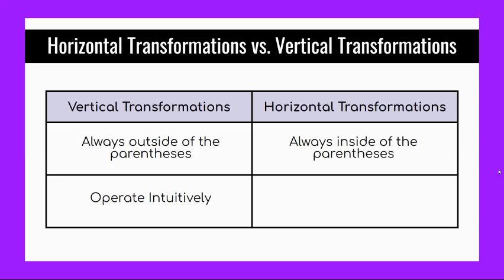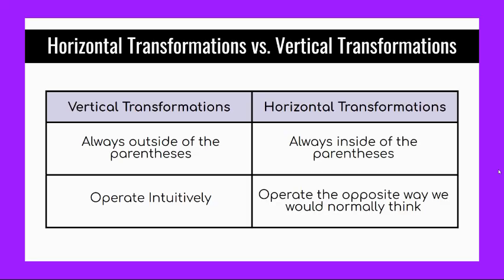Vertical transformations operate intuitively, meaning you're thinking in the normal mindset. We talked about that with the vertical translation. Normally, when I add 3 vertically, I move up 3, and that's exactly what I did. But when I talk about a horizontal transformation, they operate typically the opposite way we would normally think. So horizontal, it's got an O in it. We think opposite, horizontal opposite.